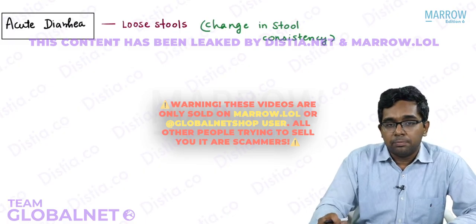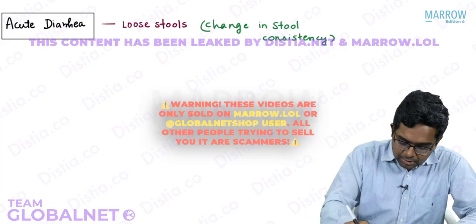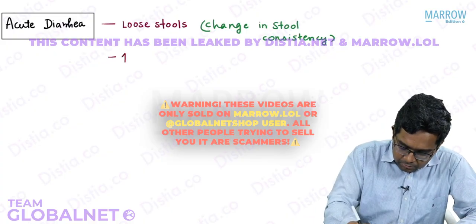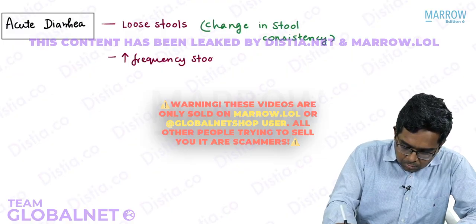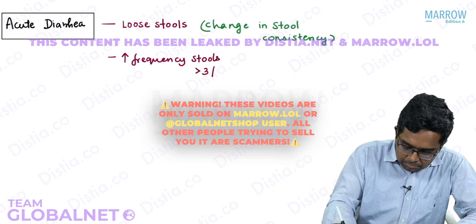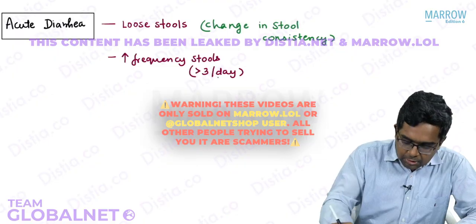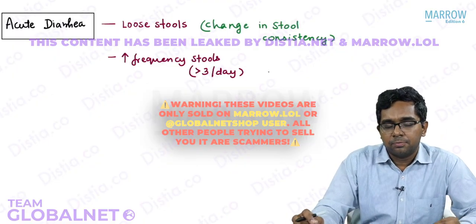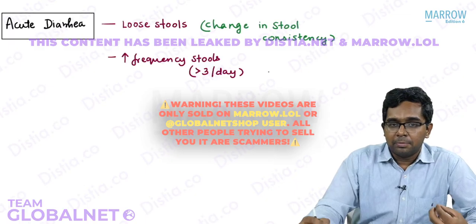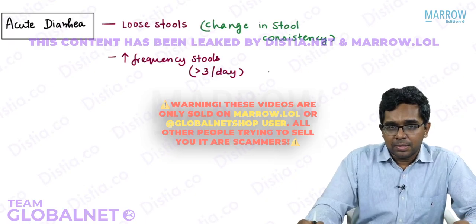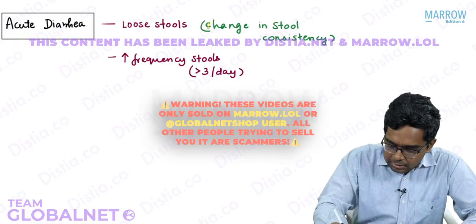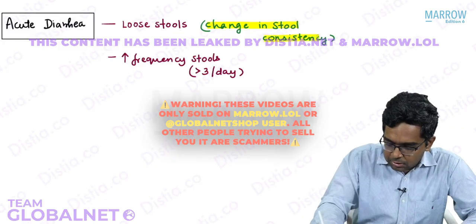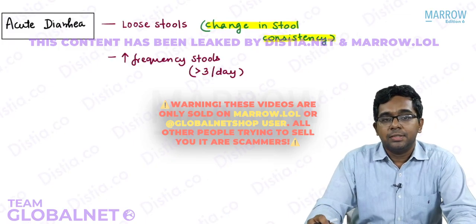This definition is more important because there is another way by which we can define diarrhea, like an increase in frequency of stools to more than 3 episodes per day. Normally a child passes 1 to 2 episodes per day, now passes more than 3 episodes per day, then also it can be defined as diarrhea. Now, if a question arises as to what is a better definition of diarrhea, always choose the first one. That is, change in the stool consistency is a better definition of diarrhea in children.